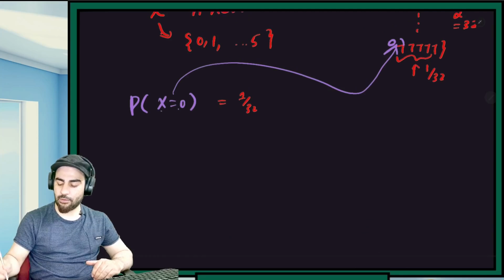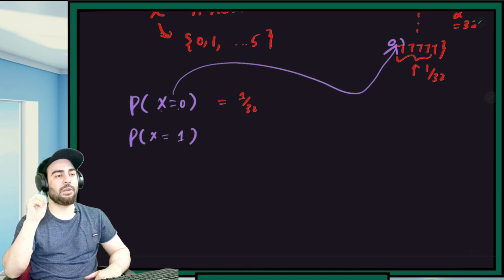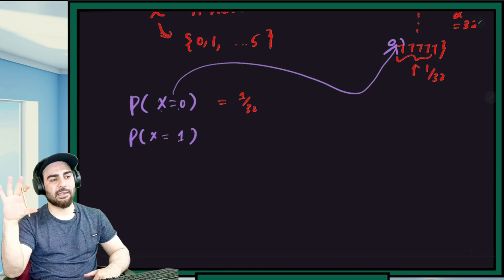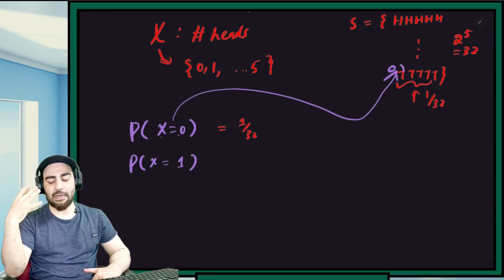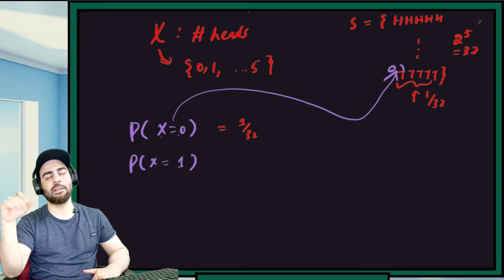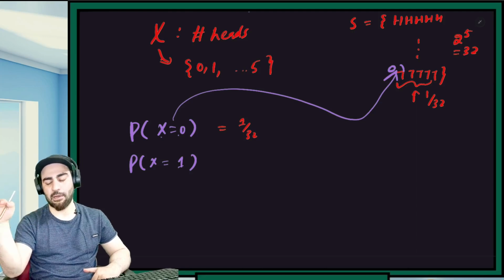And now going forward, P(X = 1). That means the probability that this random variable X will take the value 1, or if I have to speak in pure English, the number of heads is 1. So when I have these 5 trials of flipping a coin, I want one head. So I want one head in 5 flips of the coin.